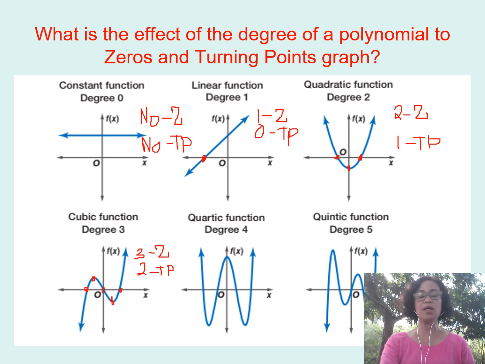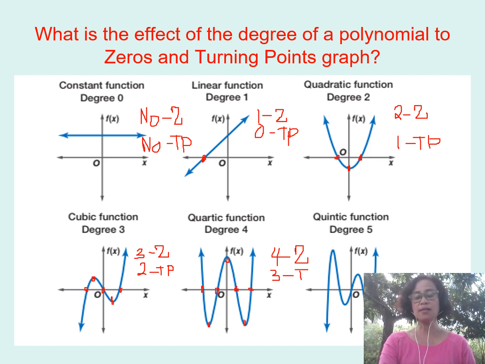What about the fourth degree? Okay, so it has 4 zeros. Okay, 1, 2. Now, this one is not an x-intercept, it's a y-intercept. Meaning it's a point where the graph touches the y-axis. So, 3 and then 4. Now, turning points, we have 1 here, 2, and 3. So, it has 3 turning points.